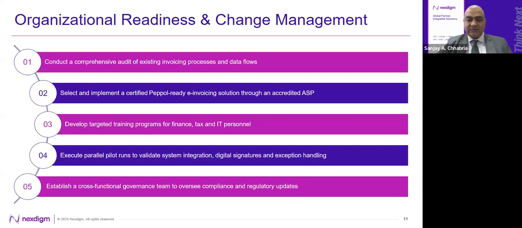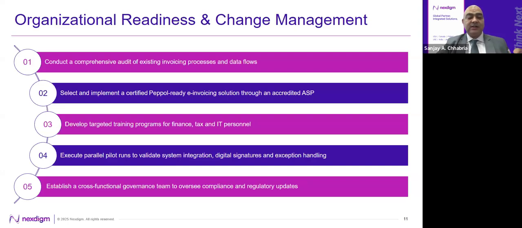First things first, conduct a comprehensive audit of your existing invoicing process and how your data is flowing. Does it have all the data points as covered earlier, or are we missing any data? Do we need to reform your ERP to capture those data so that it is actually captured in the report which is now being sent or maybe extracted through an API? So that's the first thing.